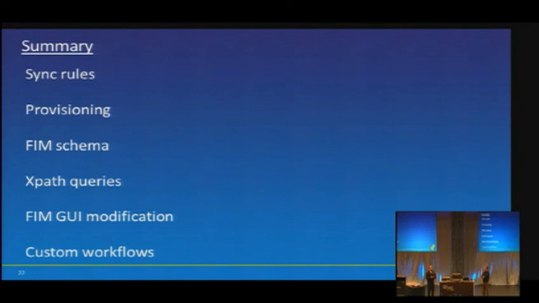We used the XPath query, so this was one of the more advanced concepts where we could create a search scope using an XPath string. We modified the FIM GUI to allow a user to update their phone number using a specific structure, so we could control the data structure and the semantics of the entry. And then Paul talked about the custom workflows as well. I think we've really only scratched the surface. It's a really, really powerful product.